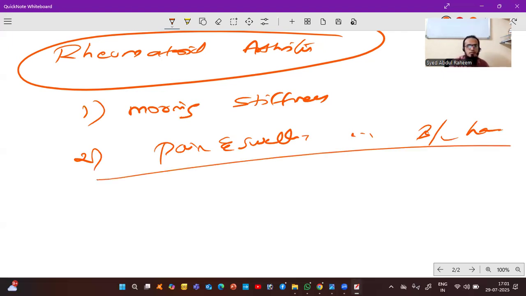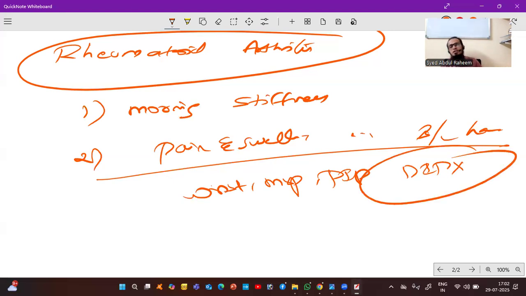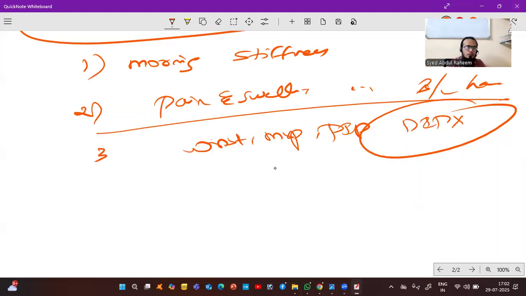Here, one thing is different from erosive arthritis. In erosive arthritis, the distal and proximal joints are both involved, but in rheumatoid arthritis, the wrist is involved, the MCP, metacarpophalangeal joint, is involved, and the PIP, proximal interphalangeal joint, is involved. But the DIP, distal interphalangeal joint, is not involved. So it is very important.